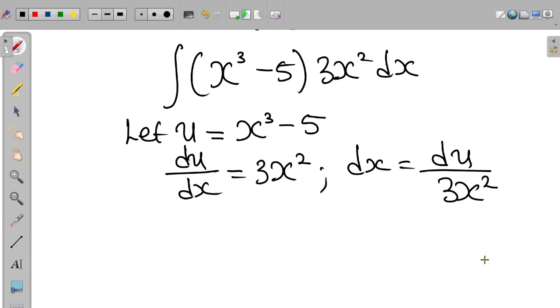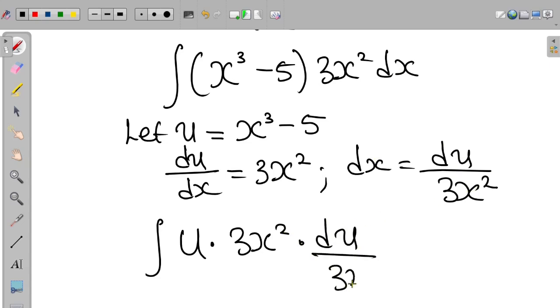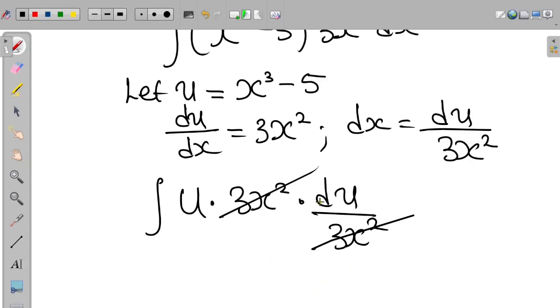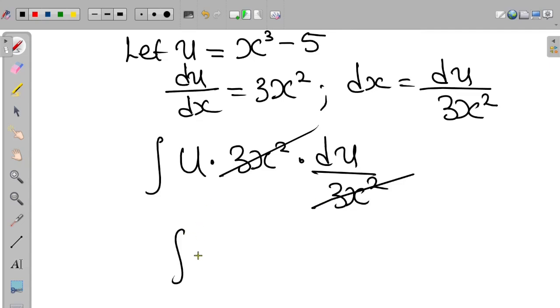Therefore, this now becomes the integral of u multiplied by 3x squared multiplied by dx, which is du divided by 3x squared. So x squared will cancel out x squared, and we'll be left with the integral of u du.